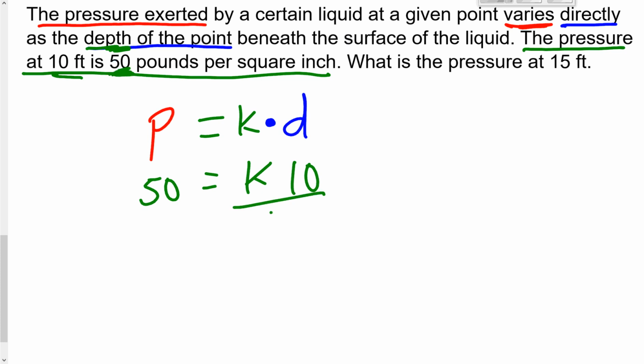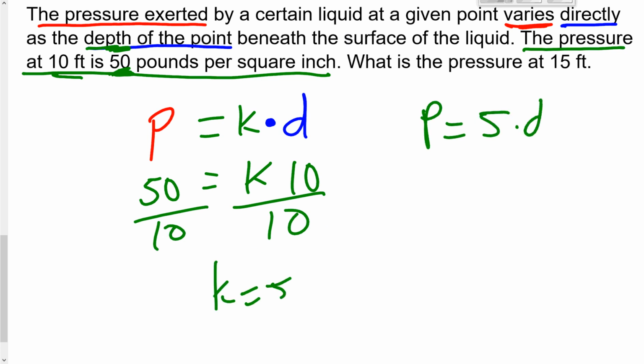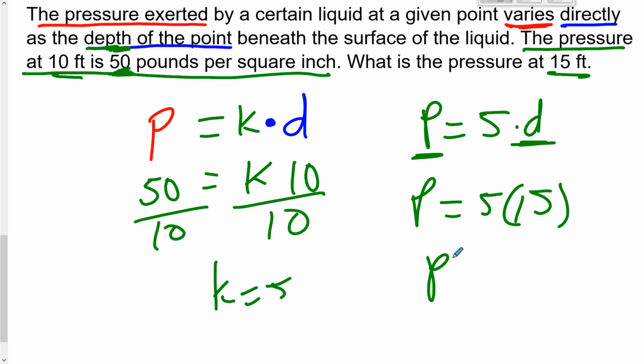Okay, now we can solve this. Hey, look, it looks the same as that equation. K is 5. So P equals 5 times D. Now we can find any pressure given a certain depth, right? So what is the pressure at 15 feet? That means we're entering 15 feet in for our depth, times it by 5 to get our pressure. So our pressure equals 75. So there we go.